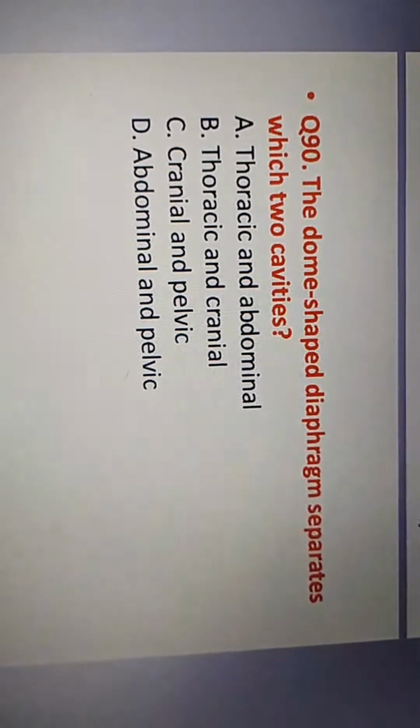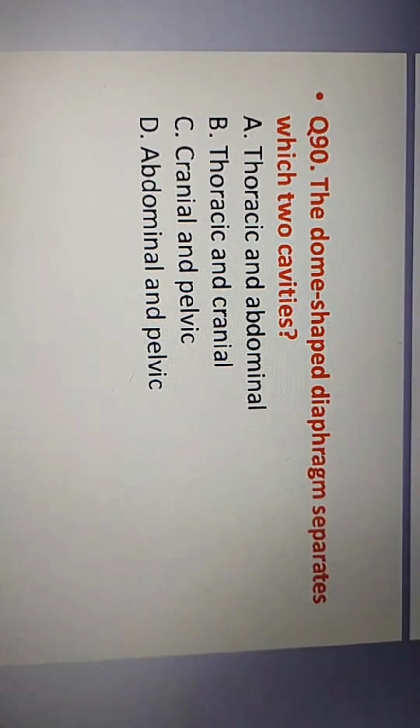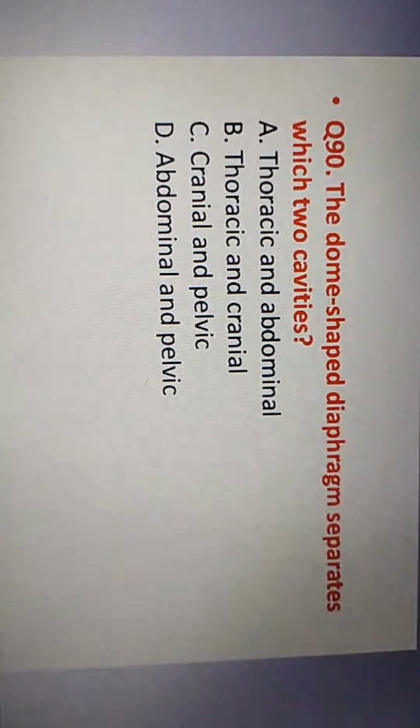Then the dome-shaped diaphragm separates which two cavities? Option A thoracic and abdomen, option B thoracic and cranial, option C cranial and pelvic, option D abdominal and pelvic. The correct answer is option A thoracic and abdominal. The diaphragm separates the thoracic and abdominal cavity and aids breathing.